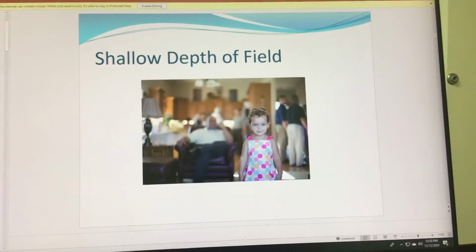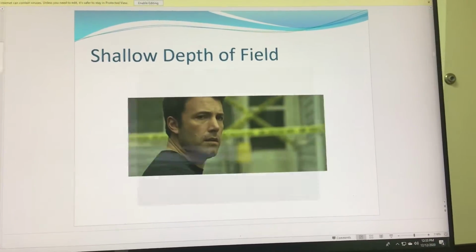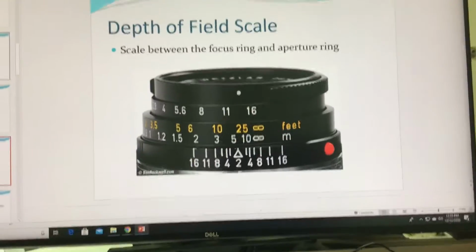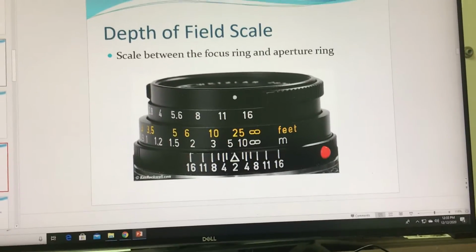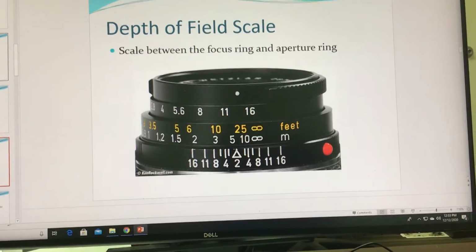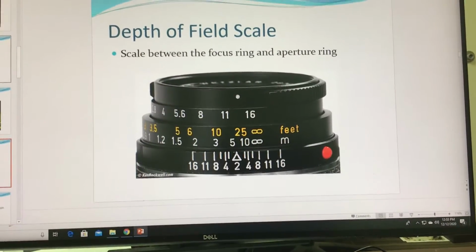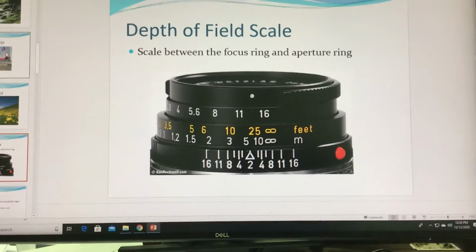Where's the depth of field scale located on the camera? What I would probably do is give you a diagram and ask you to identify where the depth of field scale is. So it's that scale there in the middle. It's the one that's got feet and meters on it. And it's the scale between your focus ring, which is the bottom ring, and your aperture ring, which is the top ring. Okay.